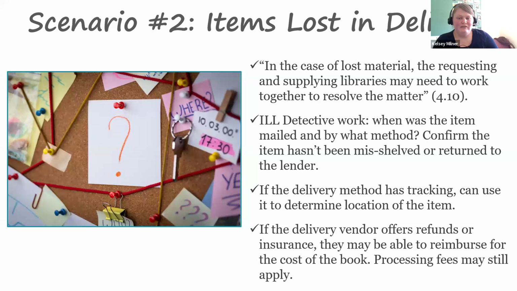On the lending side of things, the lender can supply information on when the item was sent out and the method they used. The borrowing library, it's also good to double check that the item wasn't misplaced or misshelved. And the lending library can also check to make sure it wasn't sent back already through some kind of shipping error. If the delivery method that you're using has tracking, you might be able to log it that way. But unfortunately, a lot of the items that are sent through regional and ILL don't have tracking available.